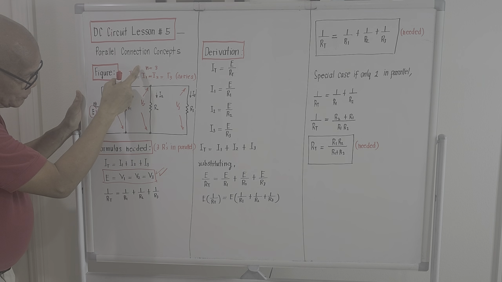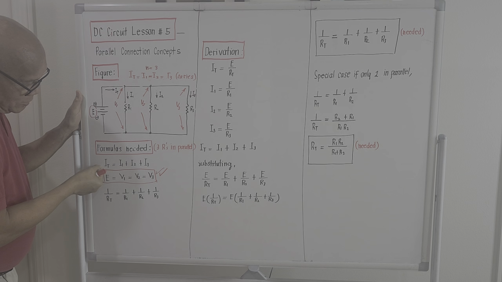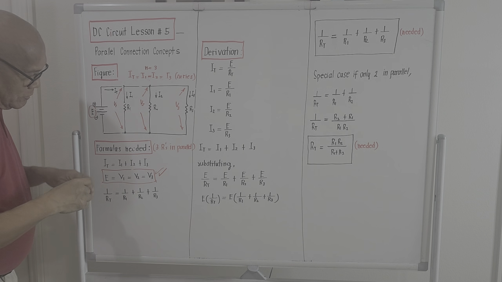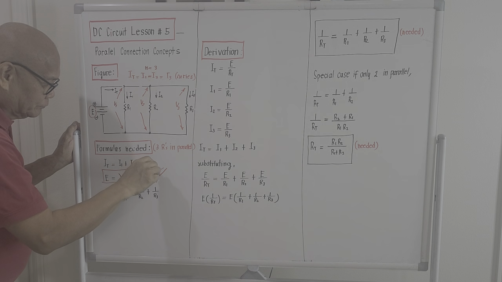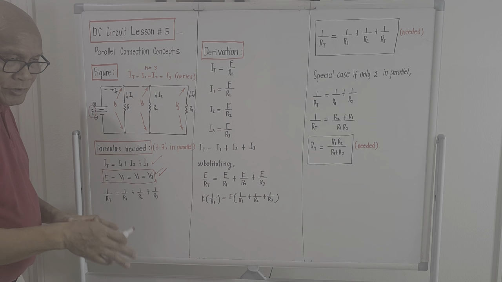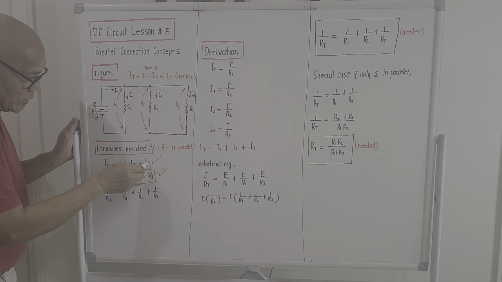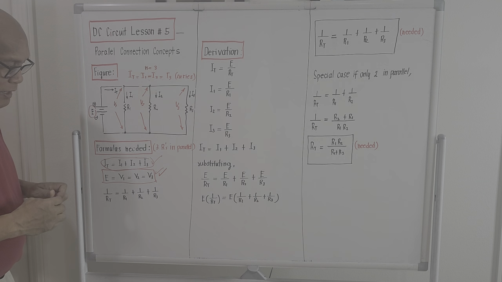If the number of resistances which are connected in parallel is just 3, I total will be equal to I sub 1 plus I sub 2 plus I sub 3. This is very important, because in the computation of the so-called total resistance for a parallel connection, we will be needing this formula here. It will start from here. That's why I place it here.